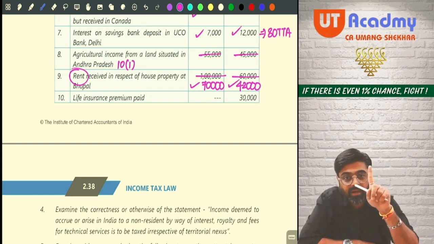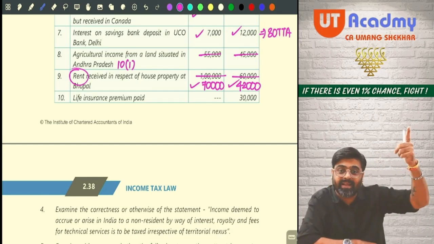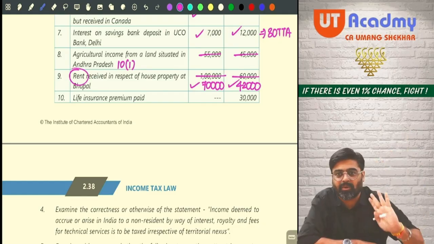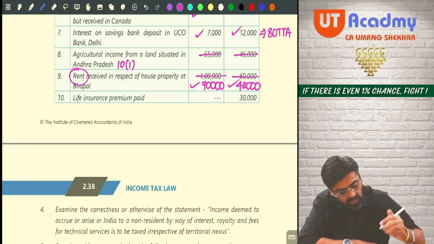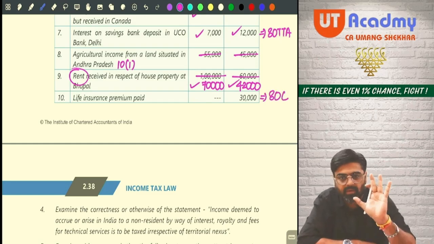Under section 80C, you will get this deduction for life insurance premium, and under 80TTA, you will get the deduction for interest on savings deposit account. Yes. So for this, we will take the 80C deduction. Now very easy. What we are supposed to do?